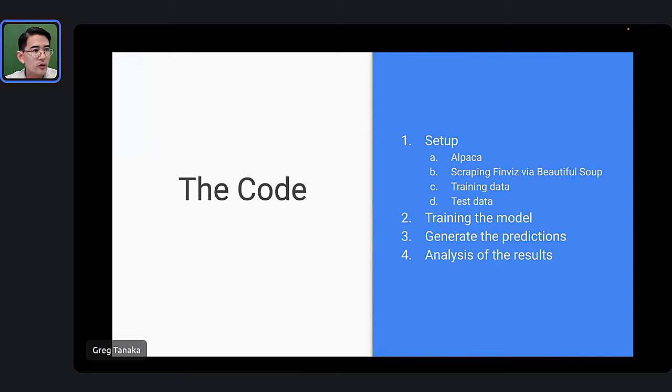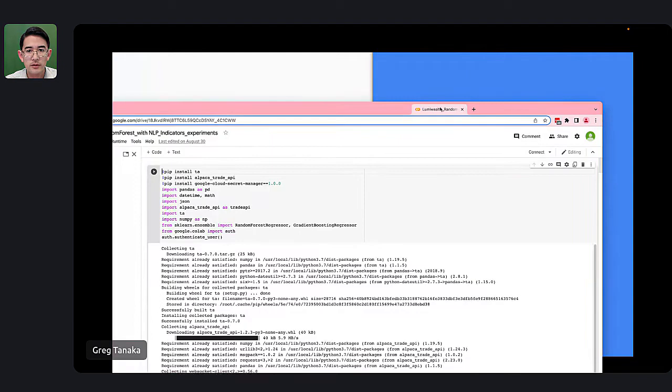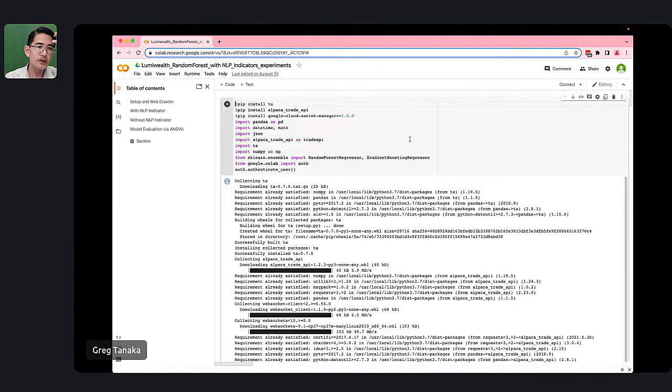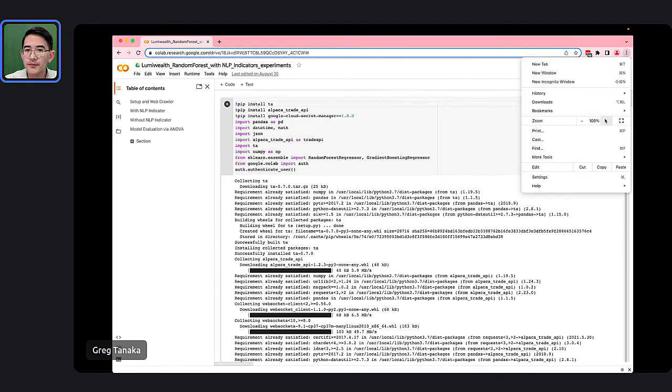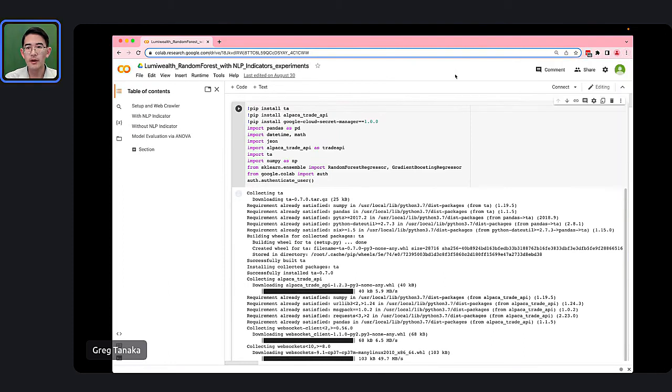So let me show you Colab. Okay, so this is Colab, and it's really neat, but it's maybe a little bit small. Let me try and make this bigger. I don't know if you guys can see it. Okay, that's probably better.